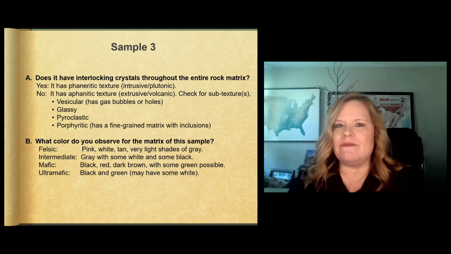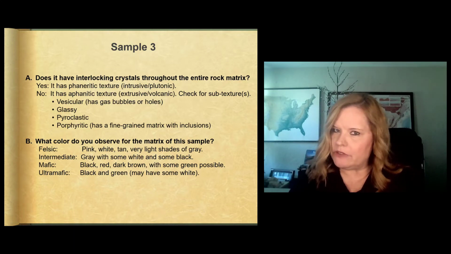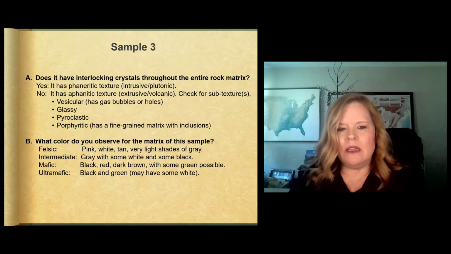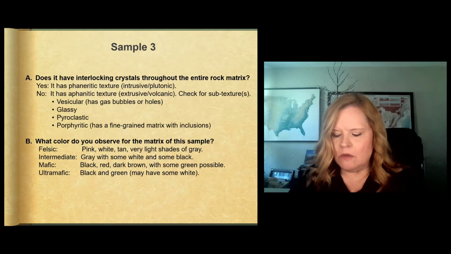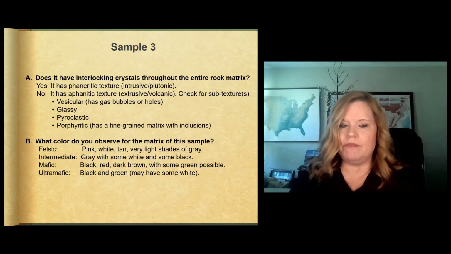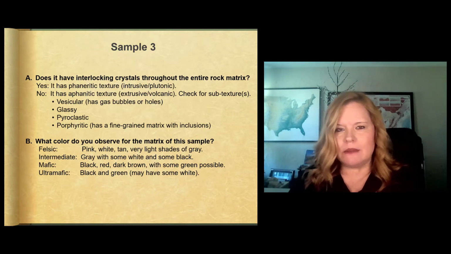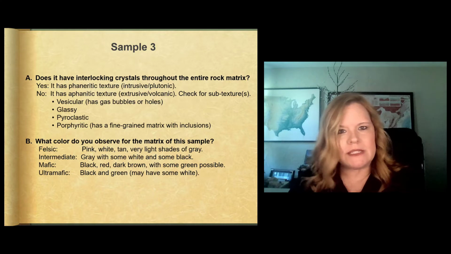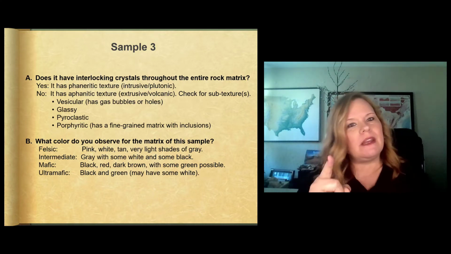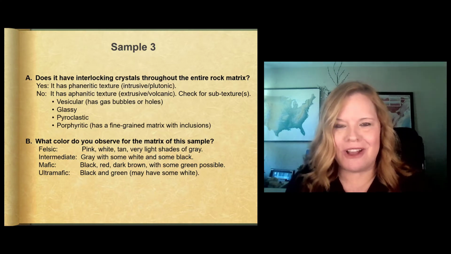All right, is it felsic? Is it pink, white, tan, very, very light shades of gray? Well, it's gray, but I don't think it's a very, very light shade of gray. Well, it's gray with some white and some black, maybe, but it's gray, right? And remember, intermediate's 50 shades of gray. It's not black and red or brown with some green, and it's not black and green. So the only category it fits is intermediate. So we know it's aphanitic and we know it's intermediate. What is the name of that igneous rock? And that's what you've got.